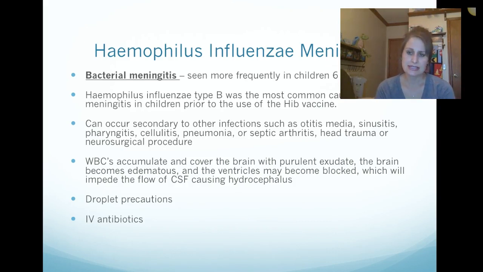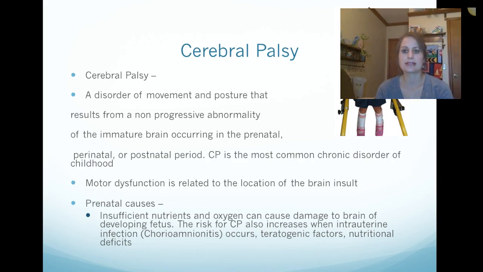With meningitis, basically white blood cells are accumulating and covering the brain with a purulent exudate. The brain becomes edematous and the ventricles become blocked, which impedes the flow of cerebrospinal fluid, just like in hydrocephalus, and so this can cause hydrocephalus. They are on droplet precautions, so not just contact, but it is spread by droplet, and we will start a heavy dose of IV antibiotics.